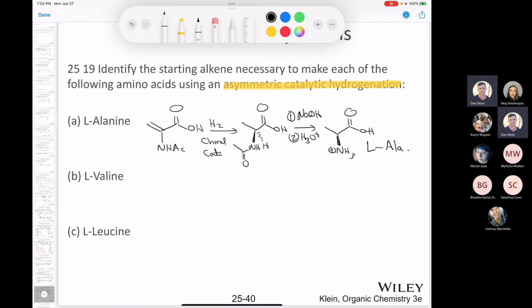So for valine, it would be the same thing. You have your isopropyl group in valine, right? Valine is this, okay, NH3 plus. That's what we're going to end up with. So what we do is we convert this into an amide like that, and then we put our double bond here, and you do the exact same thing as before, and you end up with L-valine.